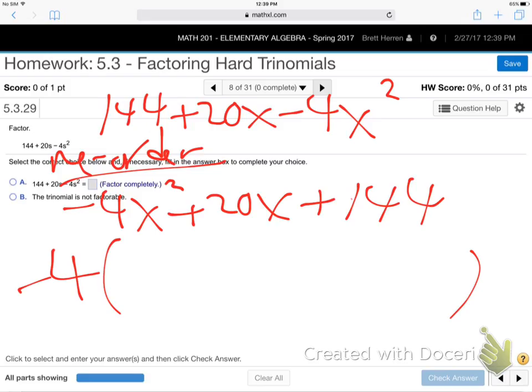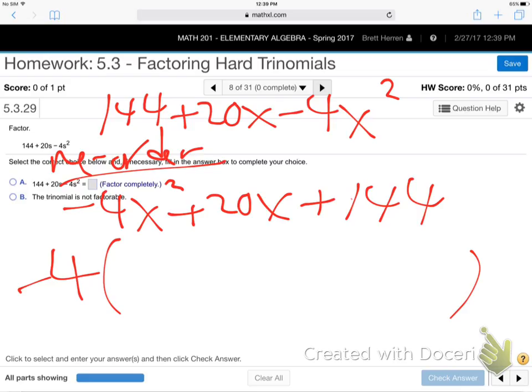Make sense? See the two concepts coming together. When the front is negative, we take out negative. And when there's a number that goes into all of them, we've got to take that out. They have it in common. They all divide by 4. 4 goes into 4, 4 goes into 20, and 4 goes into 144. They don't all have an x, but they all have a 4.